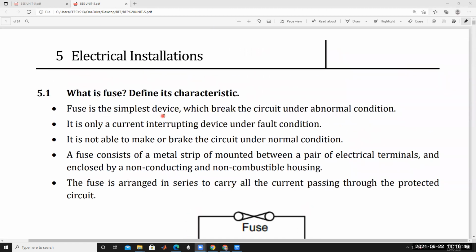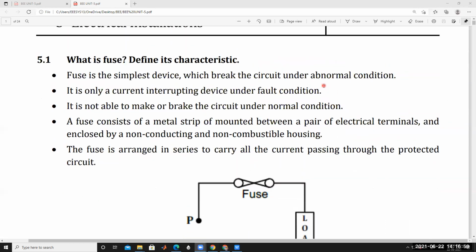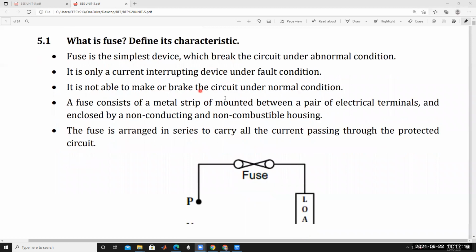The fuse is the simplest device which breaks the circuit under abnormal conditions, such as any short circuit conditions. If any short circuit occurs in home appliances, the fuse breaks the circuit. Then what happens? It breaks the circuit, which means there is no current flowing to your devices. Your device is safe. It is only a current interrupting device under fault conditions.